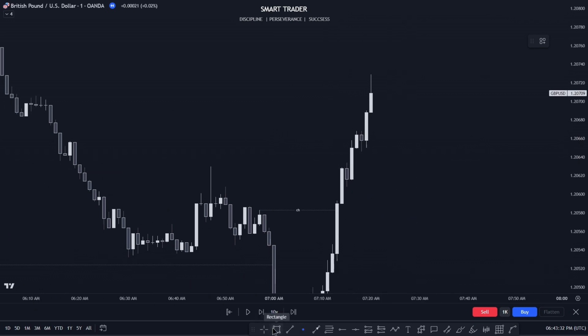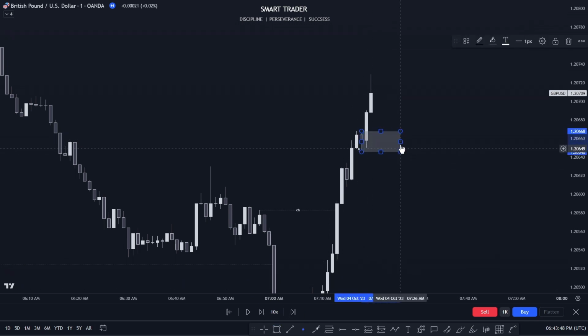Okay, this one has taken out the liquidity of the previous candle, which is right here. Sorry, something like that. It has taken out this liquidity, and this becomes our single candle order block.